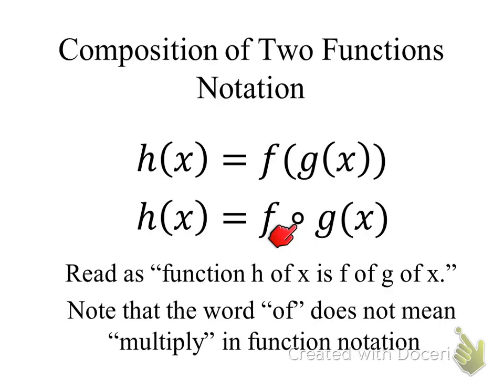It almost looks like multiplication, but it's an open circle. Little open circle. And we read it as, okay, h of x equals f of g of x. That's how I read that. F of g of x. Where I'm going to do g's function first and plug that into f. We're going to see what this looks like with numbers, and what if I was just plugging in an x?